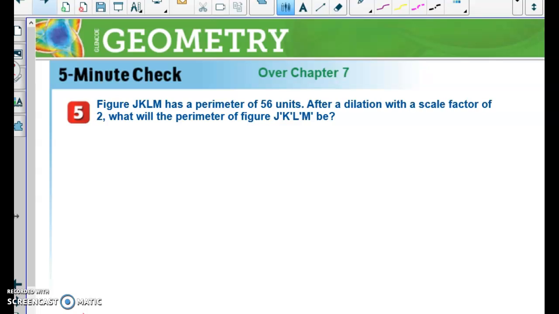We have the quadrilateral has a perimeter of 56 units after the dilation with a scale factor of 2. So the original has a perimeter of 56 and our scale factor of 2, which means it's an enlargement by a scale factor of 2. So since the scale factor is 2, that means it's going to be twice as long as the original. So if I do the cross products here, I end up with 112 units.